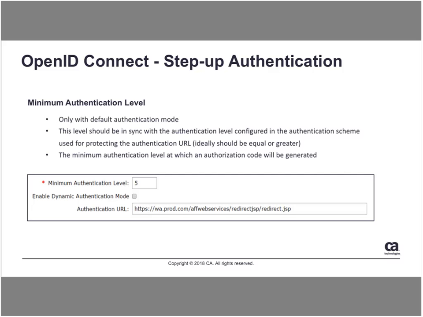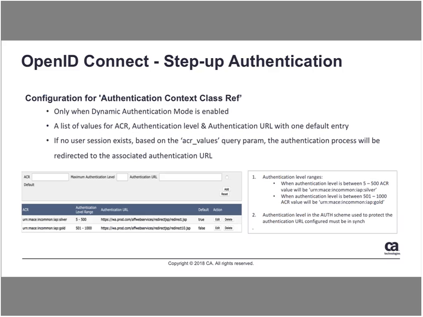Please also consider the enable dynamic authentication mode checkbox. If we enable the dynamic authentication mode, that will enable the authentication context class reference behavior in the product. Okay, next slide please. This slide explains how to configure ACR and authentication level with the authentication URL details. This ACR section is visible and enabled only if dynamic authentication mode is selected, which I already explained in the previous slide.